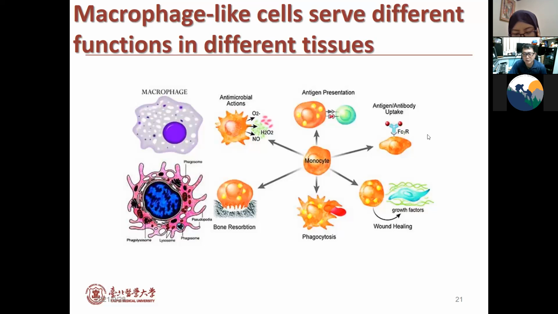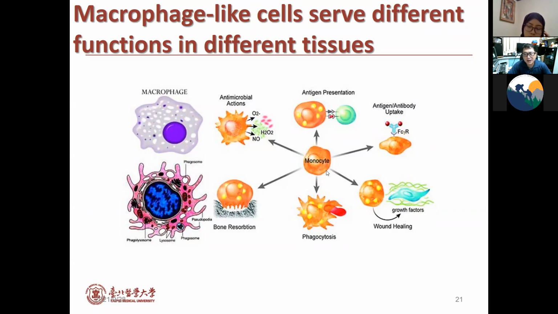The Fc receptor can recognize antibody. I'm going to show you later on. The antibody is like a Y shape. They have a variable region and a constant region. The variable region can recognize antigen. The constant region we call Fc. So the macrophage can take up IgG or antibodies by phagocytosis. And the monocytes are also very important for wound healing.